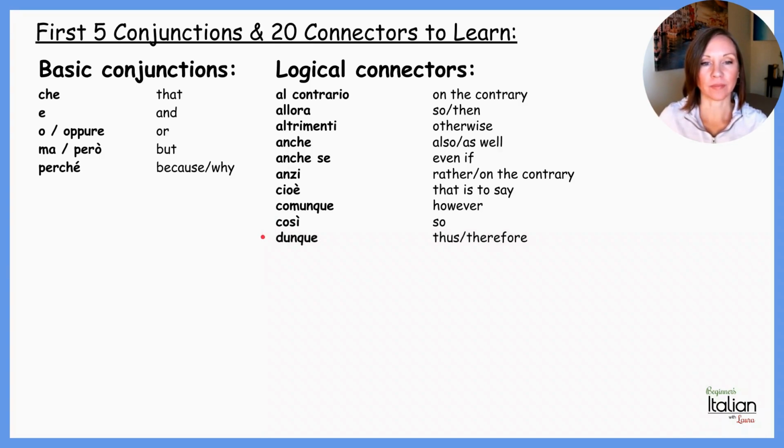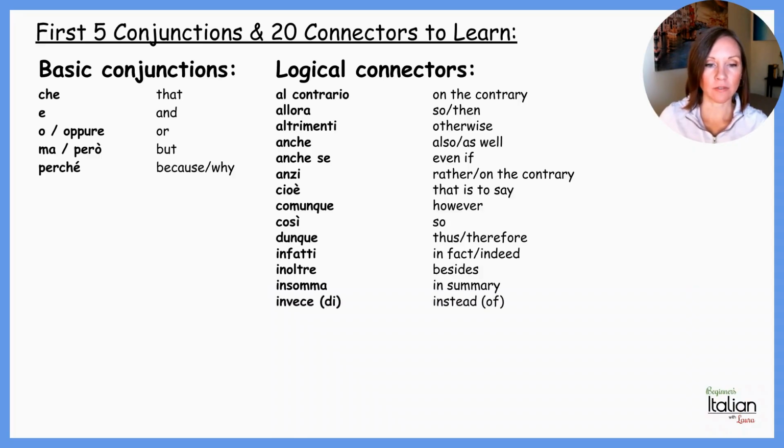Dunque, thus or therefore. Infatti, in fact or indeed. Inoltre, besides. Insomma, in summary. Invece di, or you can say invece, instead of. Neanche, neither or not even.